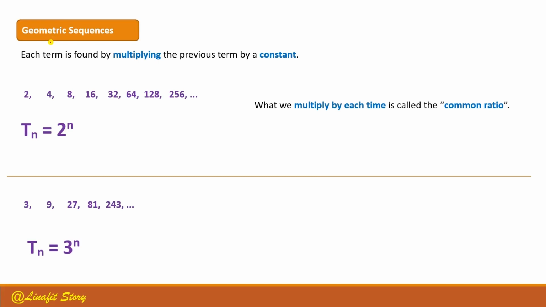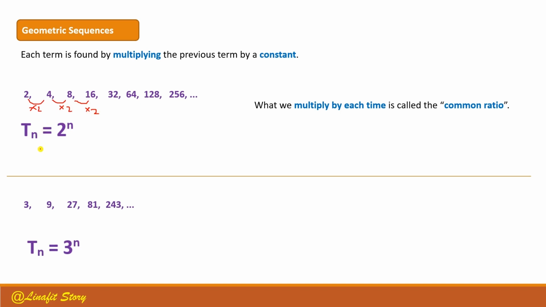Geometric sequences. In a geometric sequence, each term is found by multiplying the previous term by a constant. So here we have 2, 4, 8, 16, 32, 64, 128, 256, and so on. So this sequence has a factor of 2 between each term. 2 times 2 is 4, 4 times 2 is 8, 8 times 2 is 16, 16 times 2 is 32, and so on. So what we multiply by each time is called the common ratio.